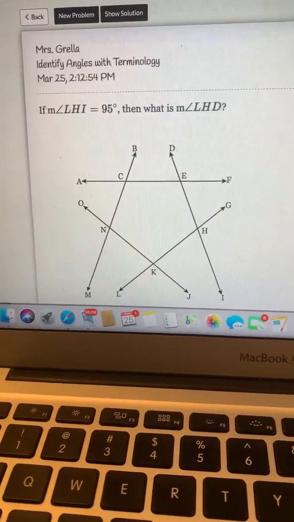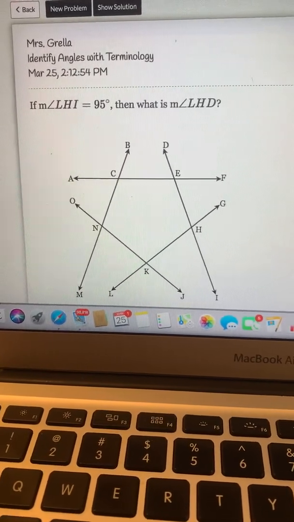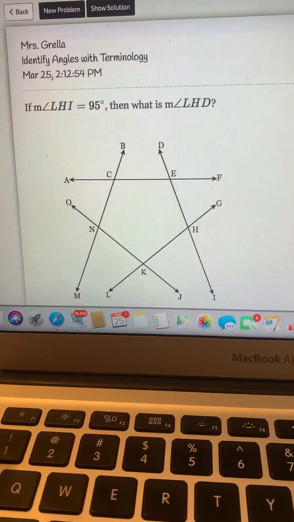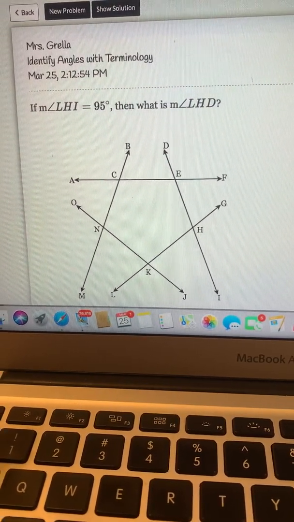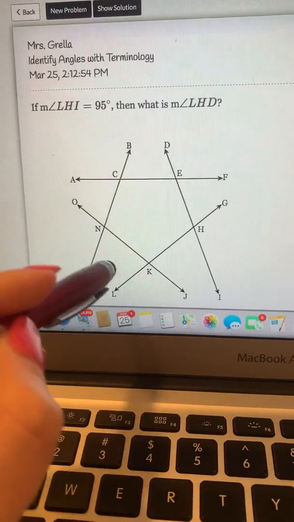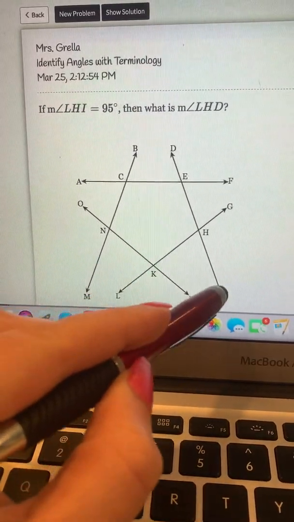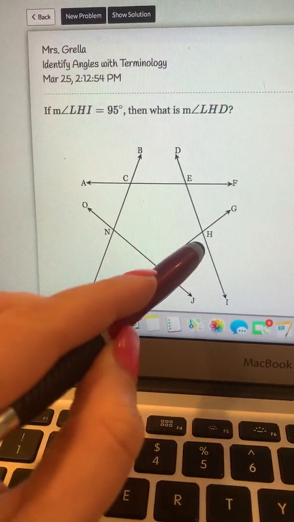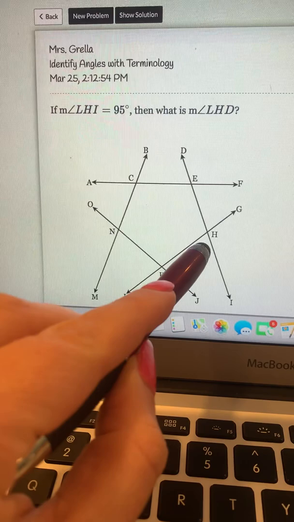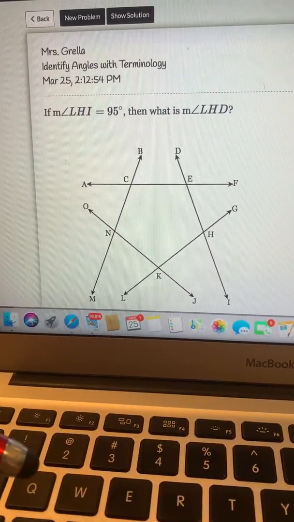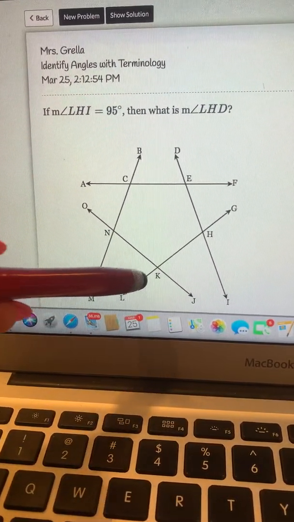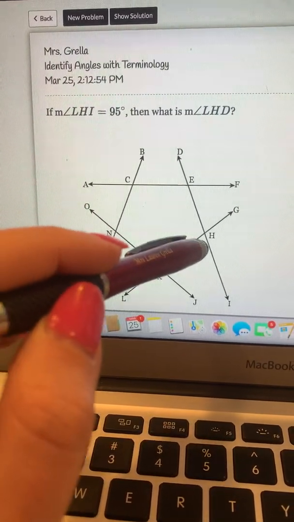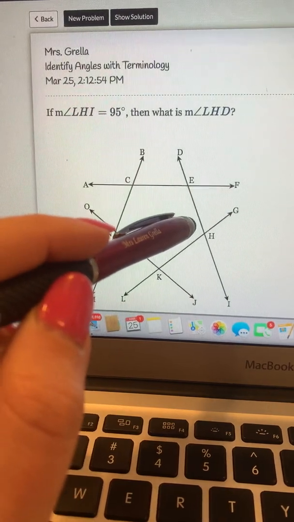It says if the measure of angle LHI, that's what that little M means, the measure of, so the measure of LHI is 95, then what is LHD? First I have to figure out LHI. So LHI is this angle here. That's 95. Now I have to figure out what LHD is. So L to H to D, that's this angle here. LHI was here and LHD was here.